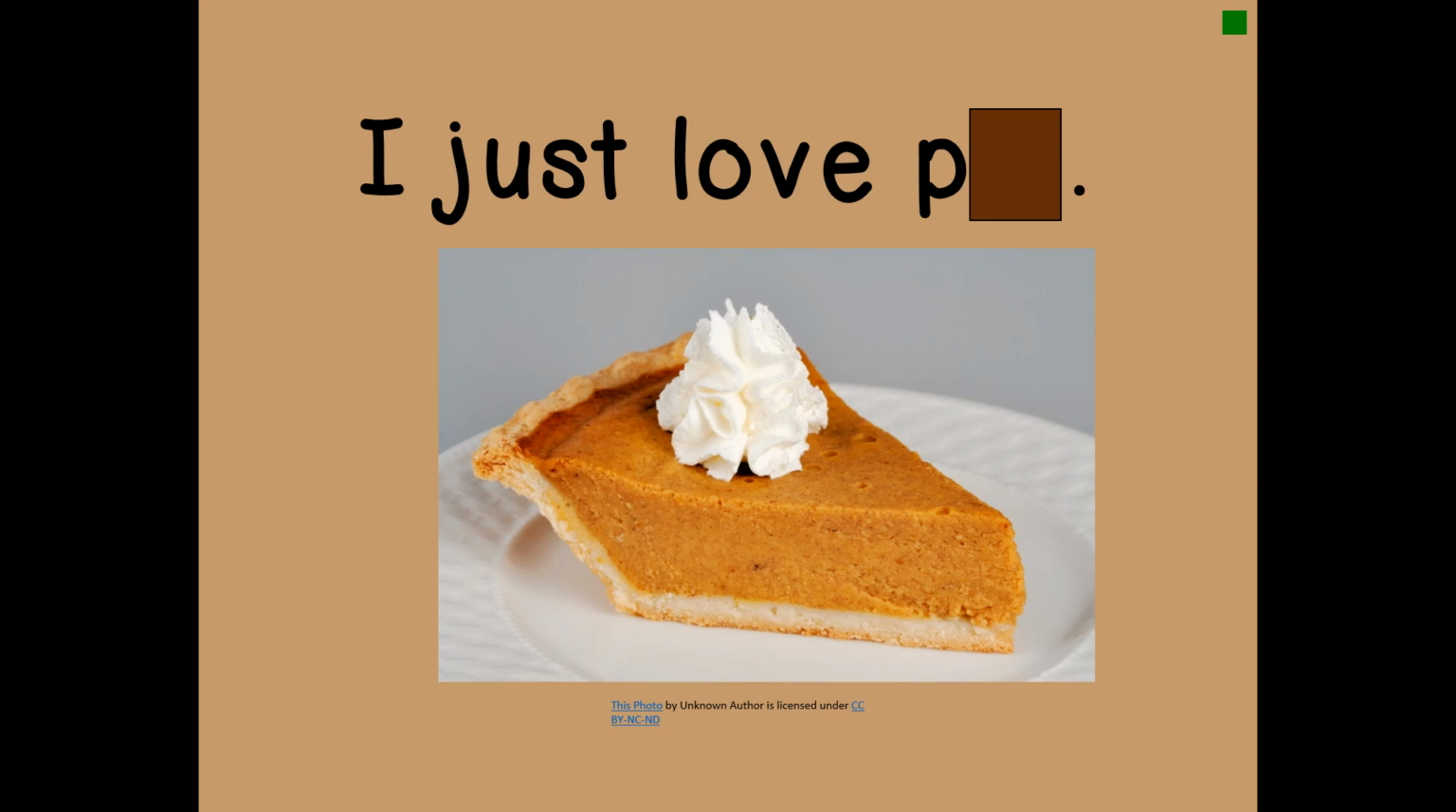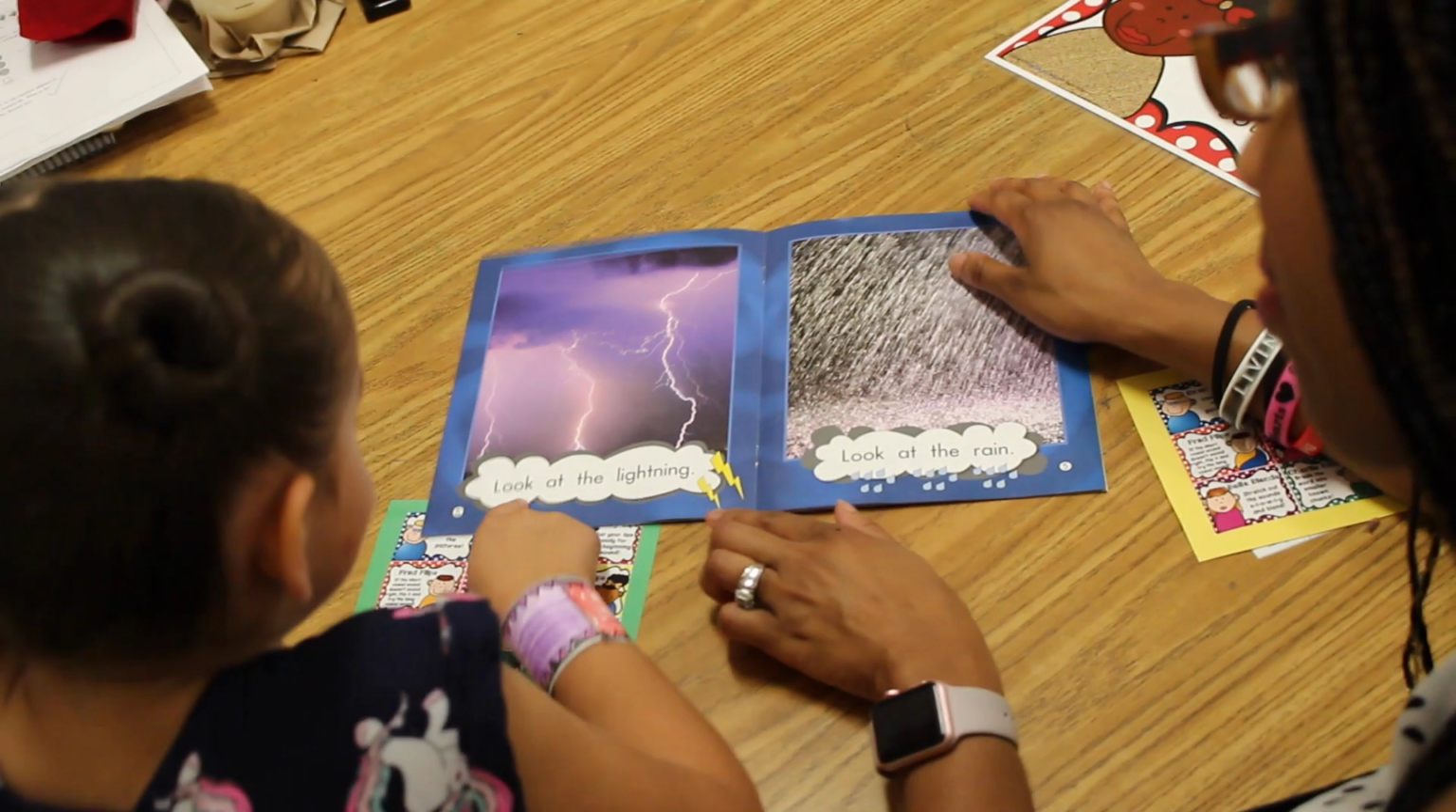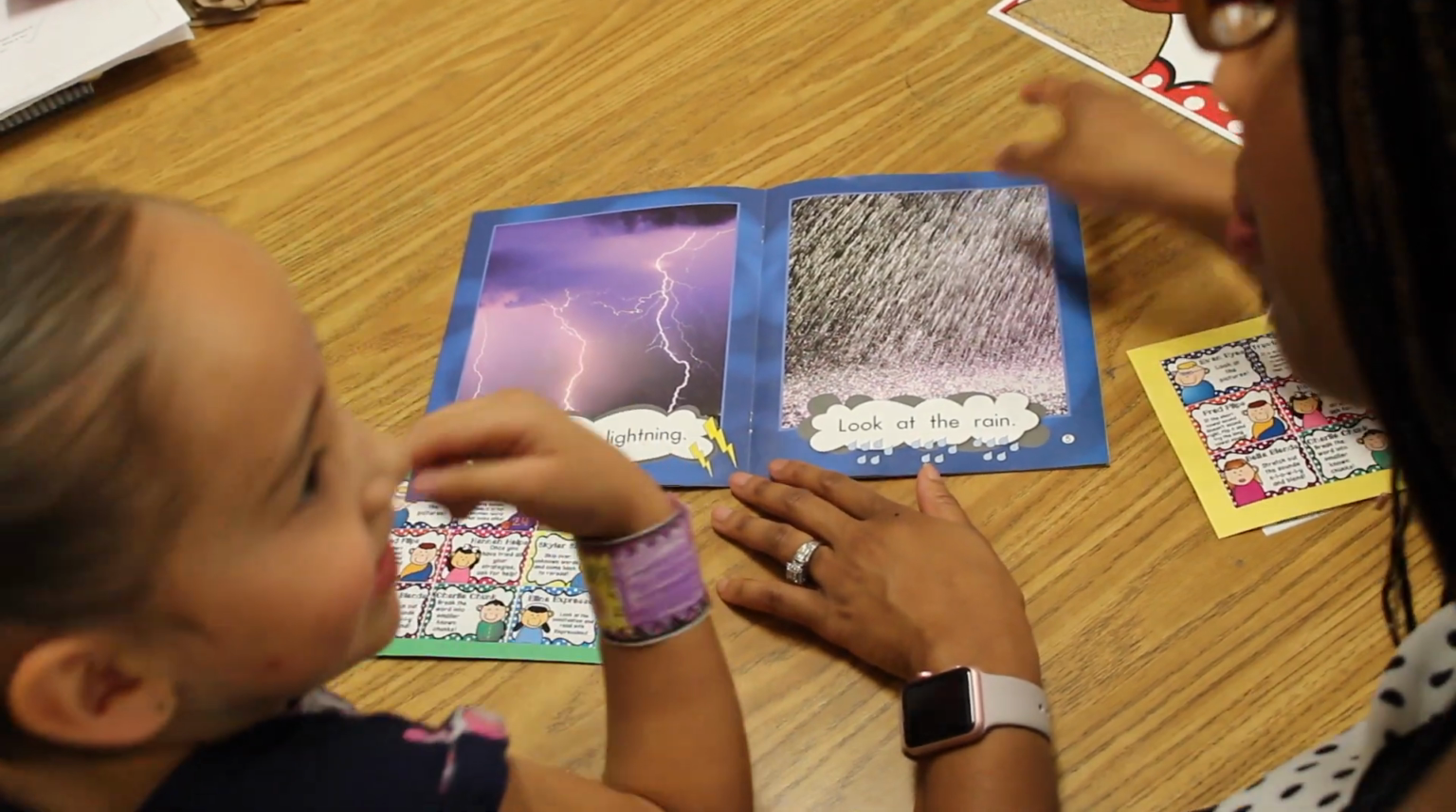And now they would try to figure out the word. So knowing the beginning sound is p, they will look at the picture. Oh, that's not a cake. It's a pie. I just love pie. Go. Look at the sky.